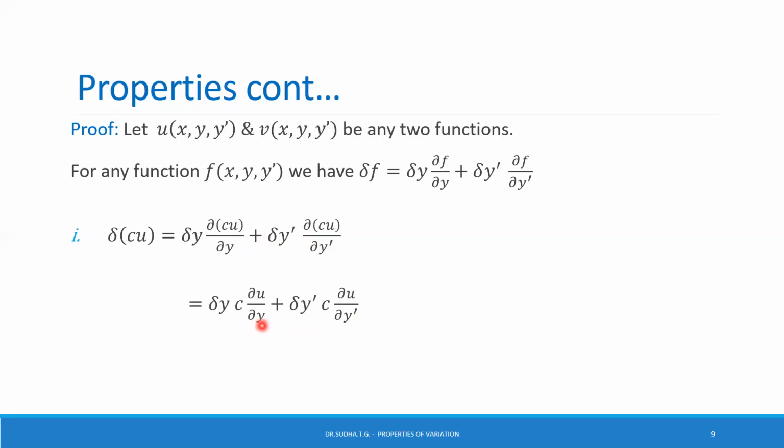Now in this expression, you can remove C as a common factor and write C into delta y into dou u by dou y plus delta y dash into dou u by dou y dash. And this expression, when compared with the variation of f where f is replaced by u, is the variation of u. So we get C into variation of u, and that is the required result.